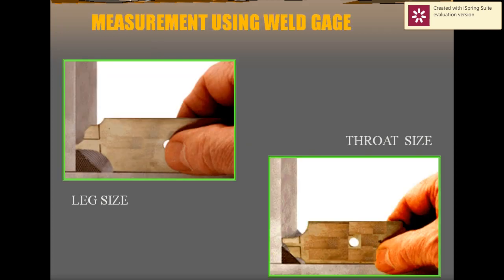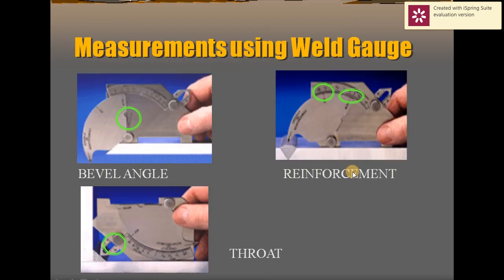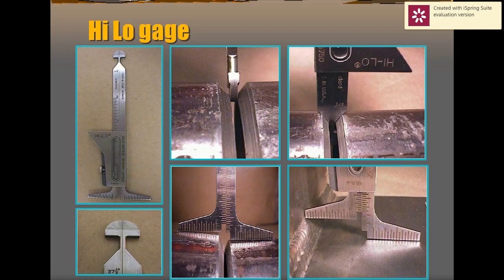This figure shows how to measure leg size and throat size of a particular welded joint, and how to measure the bevel angle. After the weld is complete, the reinforcement has to be measured on the surface of the welded joint. You have to check whether the surface bead is even, or whether any deviations or variations occur on the surface of the component. This drawing focuses on measuring the throat of the welded joint. This type of gauge is a Hi-Lo gauge.